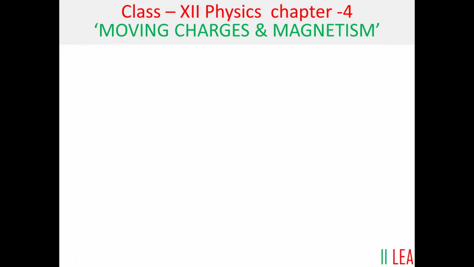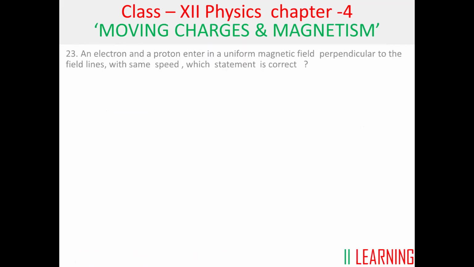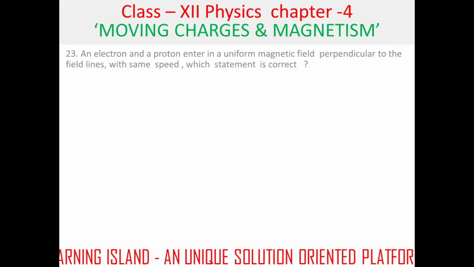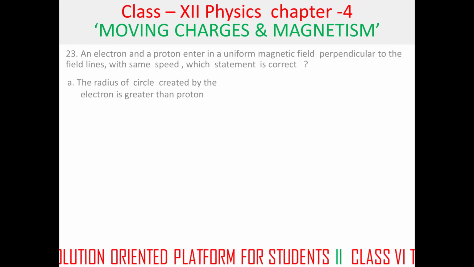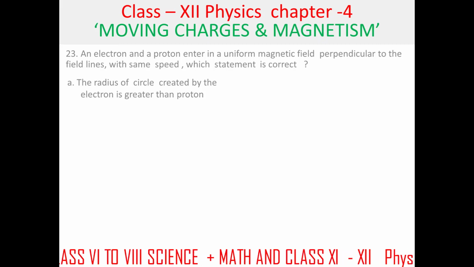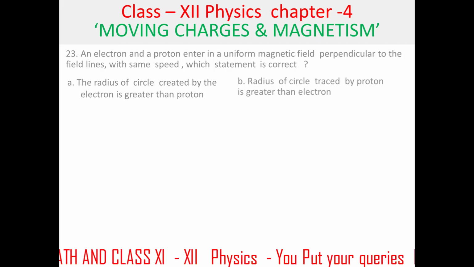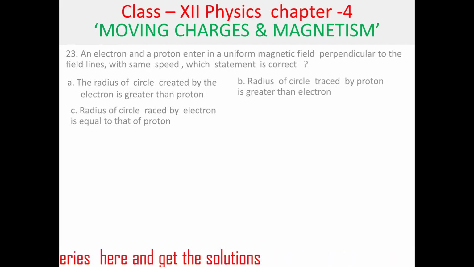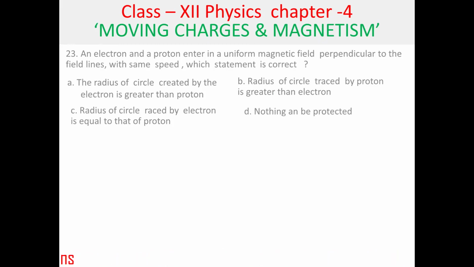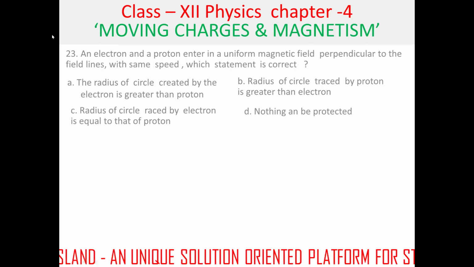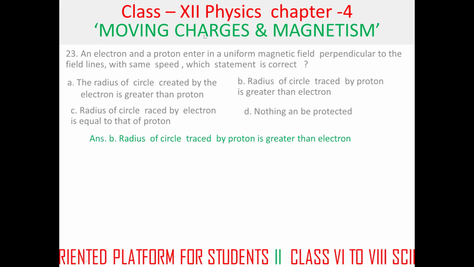Okay. Now let us go to the next question. An electron and a proton enter a uniform magnetic field perpendicular to the field's lines at the same speed. Which statement is correct? The radius of the circle traced by the electron is greater than the proton. The radius of the circle traced by the proton is greater than the electron. The radius of the circle traced by the electron is equal to the proton. Nothing can be predicted. So we see the radius of the circle traced by the proton is greater.